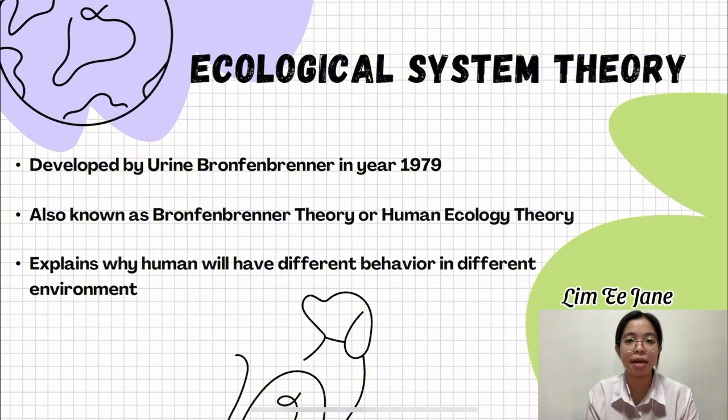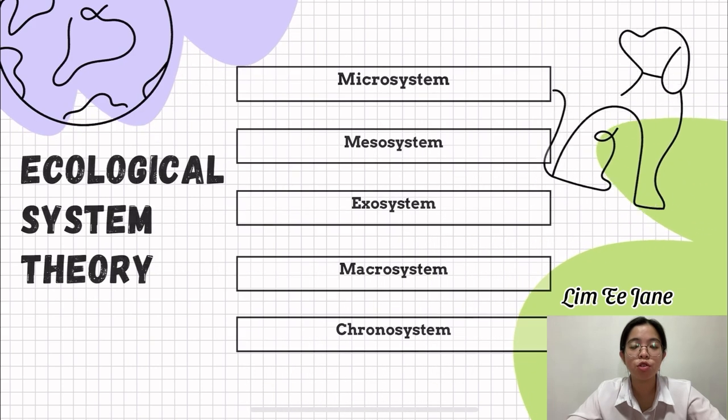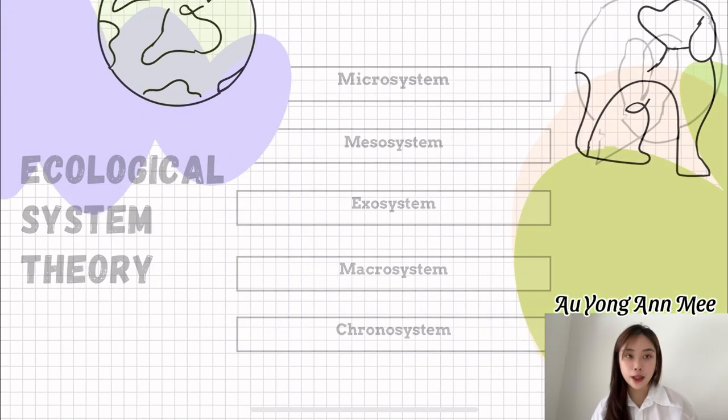For the best example, the way we behave in front of our family and friends will be different due to the surroundings and the people around us. Therefore, this theory encompasses 5 different layers throughout our whole life that may affect our behavior to several degrees. The first layer is the microsystem, the second layer is the mesosystem, the third layer is the exosystem, the fourth is the macrosystem, and the last layer is the chronosystem.